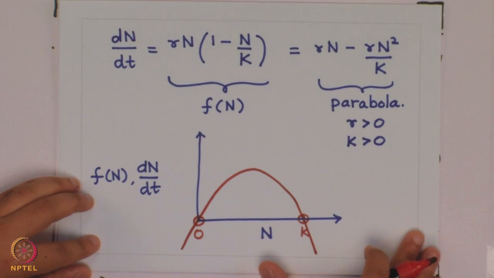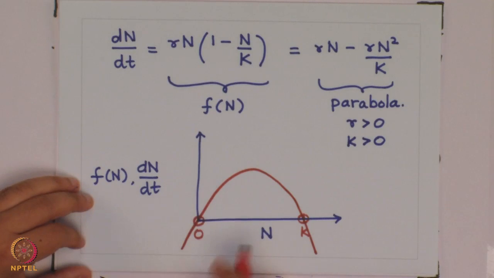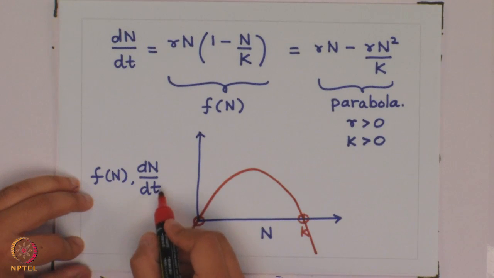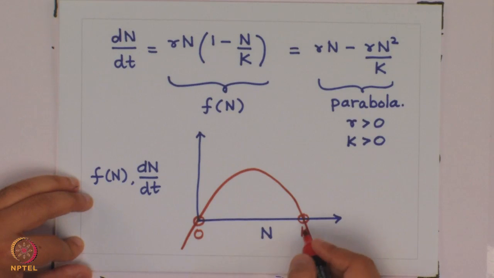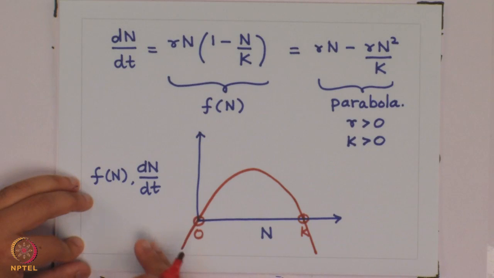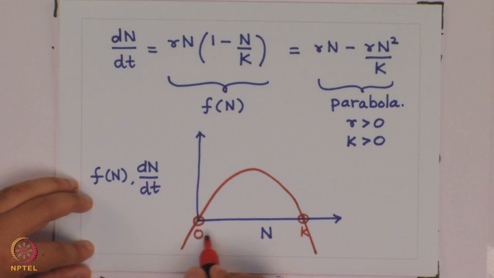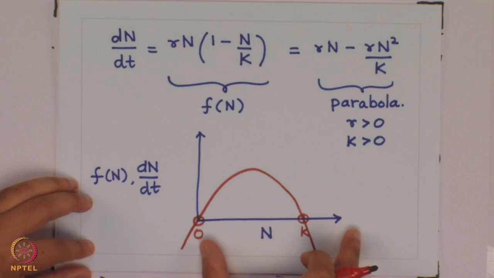Now, what this graph tells me is that the values of dN by dt are more than 0 between 0 and K. For any value of N between 0 and K, the value of dN by dt is greater than 0. For any value of N which is greater than K, the value of dN by dt is less than 0, and for any value of N which is less than 0, dN by dt is again less than 0. Now, because we are talking populations and N is the number of individuals, a value of N less than 0 does not make any physical sense. So, we are going to ignore this part of the graph and only focus on positive values of N.